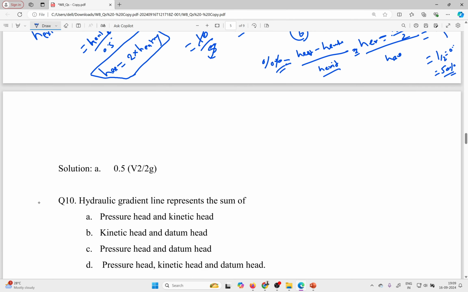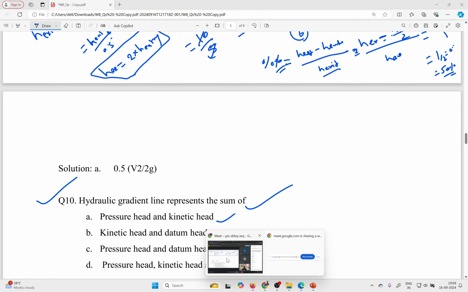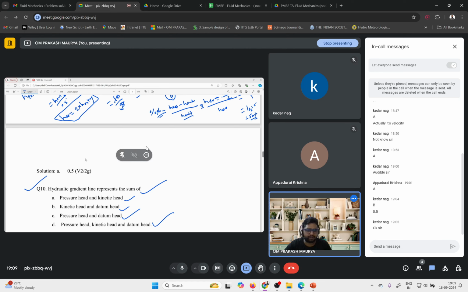Next question. The hydraulic gradient line represents the sum of pressure head and kinetic head and datum head, pressure head and datum head, pressure head, kinetic head and the datum head. So which option will be correct for question number 10?